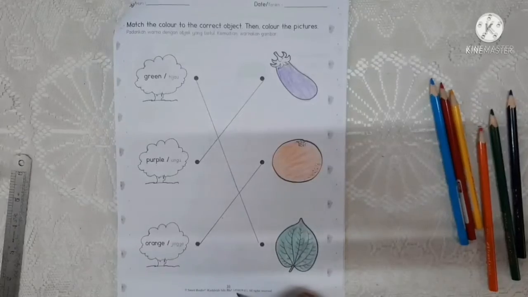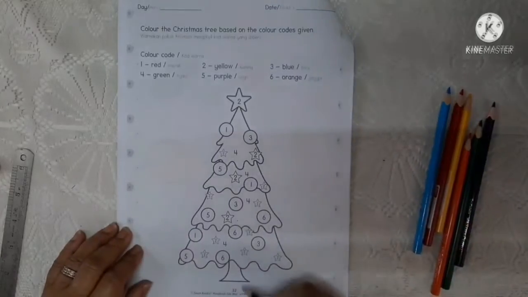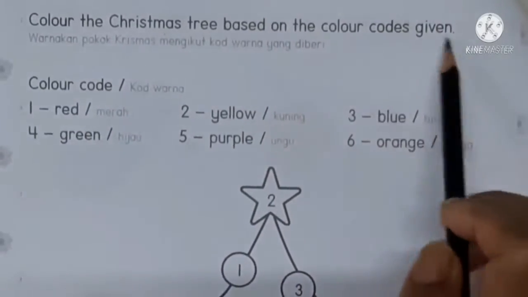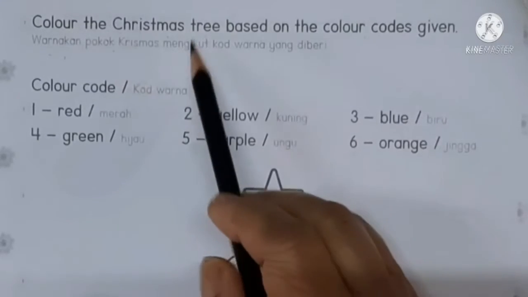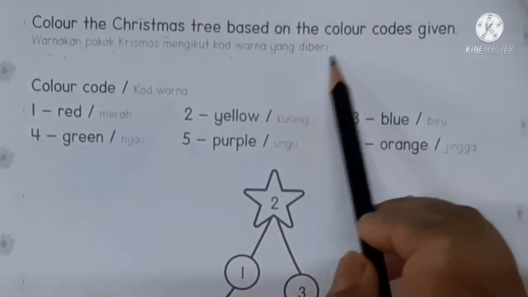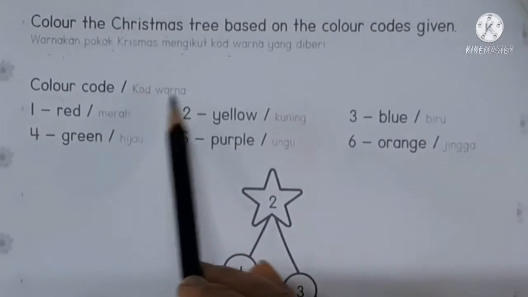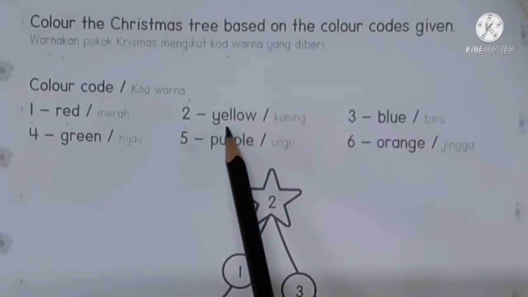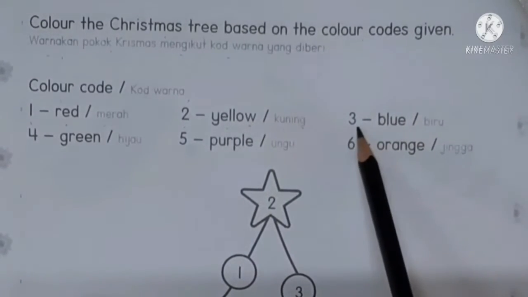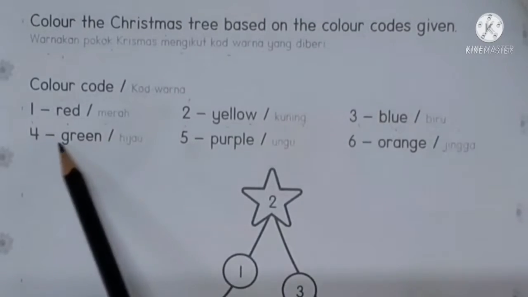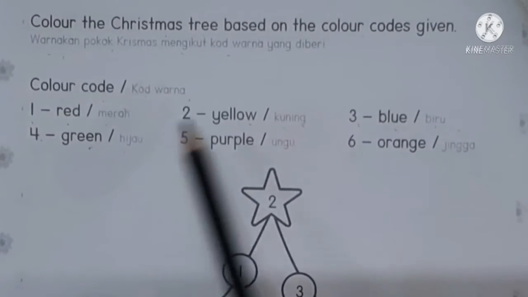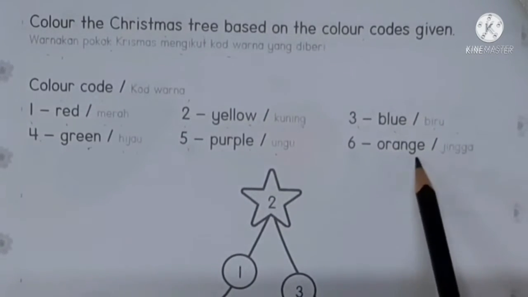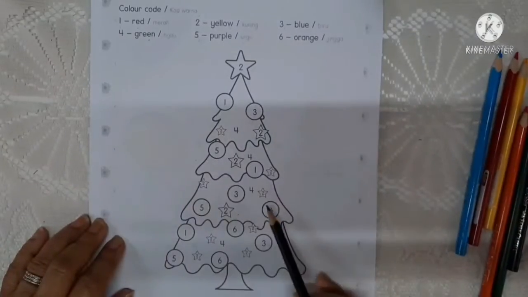Children, we have completed page 31. Now turn to page 32. Now color the Christmas tree based on the color codes given. Warnakan pokok Christmas mengikut kod warna yang diberi. Color code, kod warna. Number 1, red, merah. Number 2, yellow, kuning. Number 3, blue, biru. Number 4, green, hijau. Number 5, purple, ungu. Number 6, orange, jingga. Now let's color the tree.